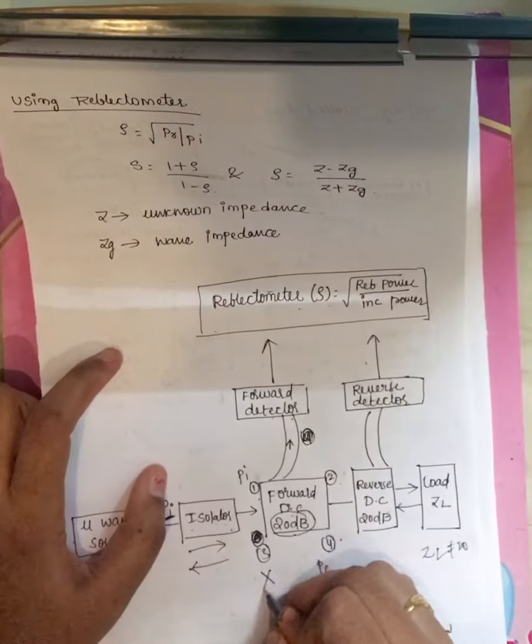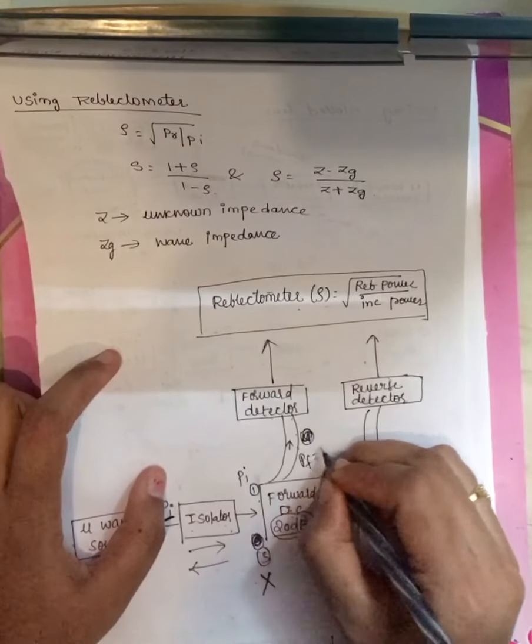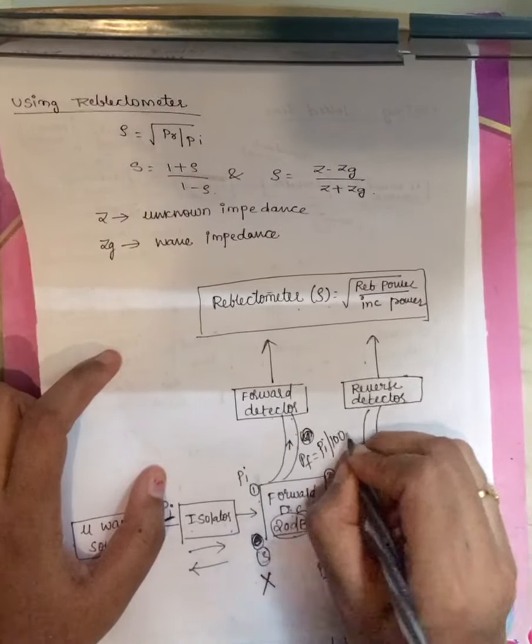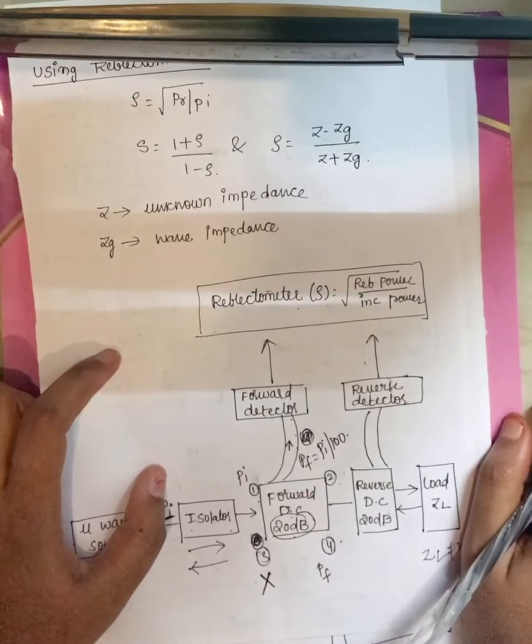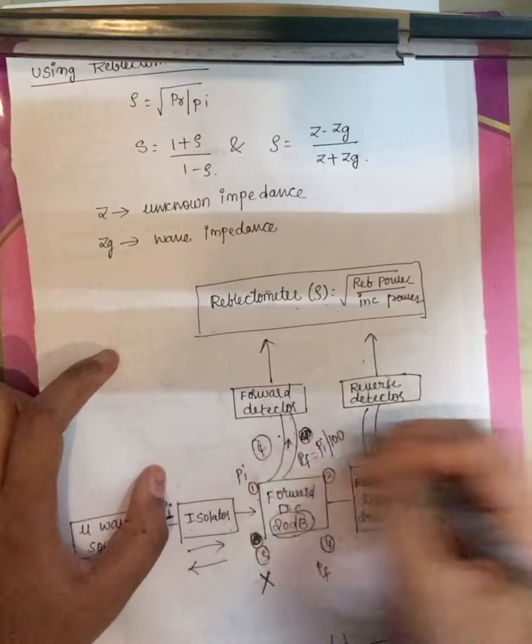You won't get any output at port 3. The output at port 4 is PF equals PI by 100. This is the output of the forward directional coupler, your port 4.